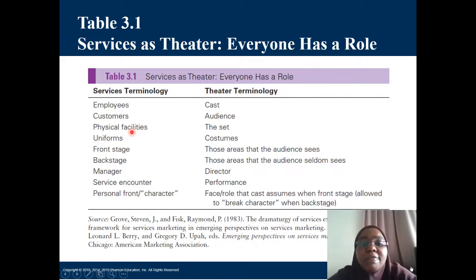Just like physical facilities that we expect to have been put in place, so also the set is expected to have been provided in the theater. At the front stage, we have the people that the audience sees and interacts with. So at the front stage of service-rendering companies, these are the service employees. They are the service providers, and so on and so forth.